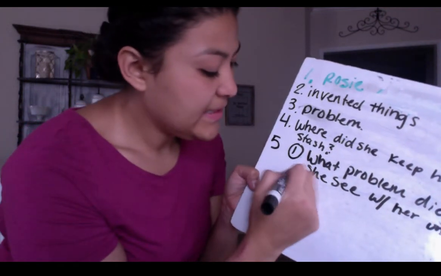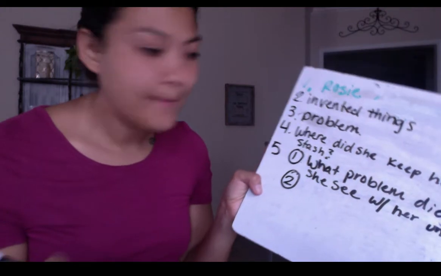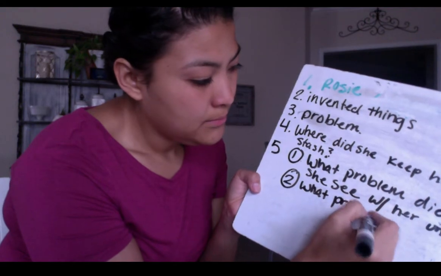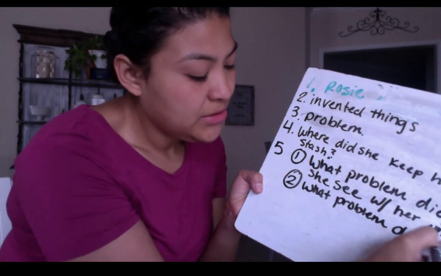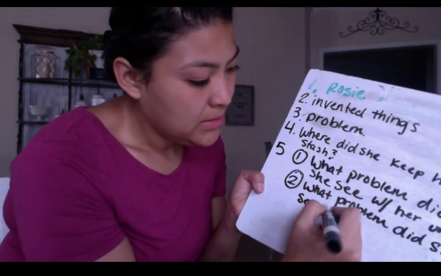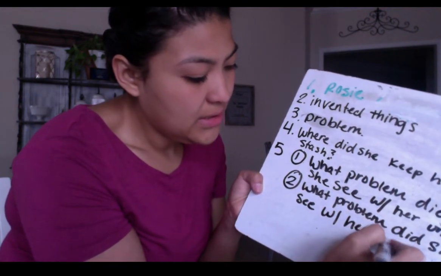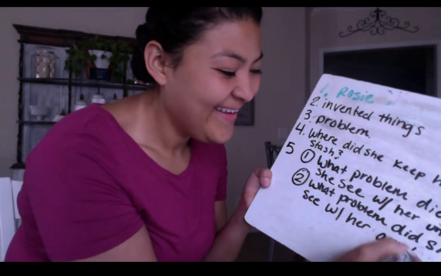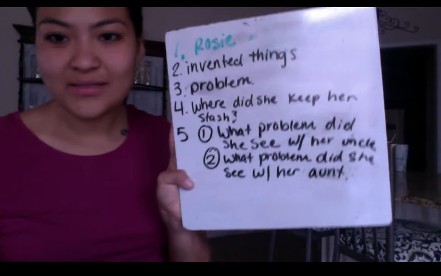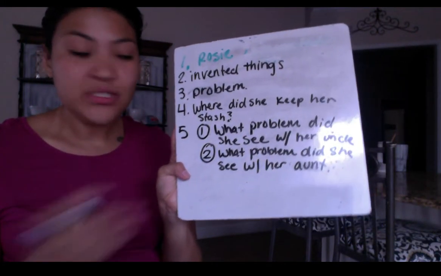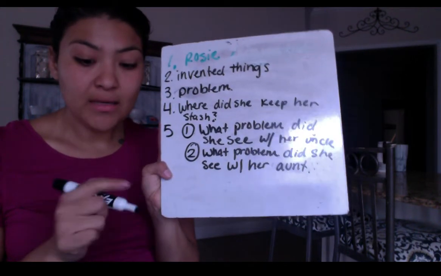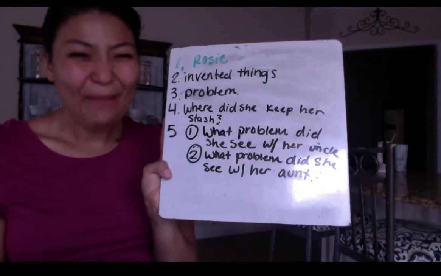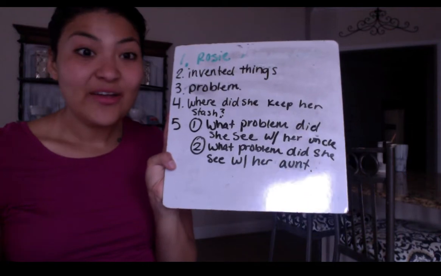Okay, and then the second possible answer is with her aunt, right? So what problem did she see with her aunt? Ooh, wrong kind of aunt. Whoopsie. Okay, can y'all see that, guys? Okay. All right, so if you're gonna do this one, I want complete sentences with correct punctuation, capitalization, grammar, and spelling. Okay.